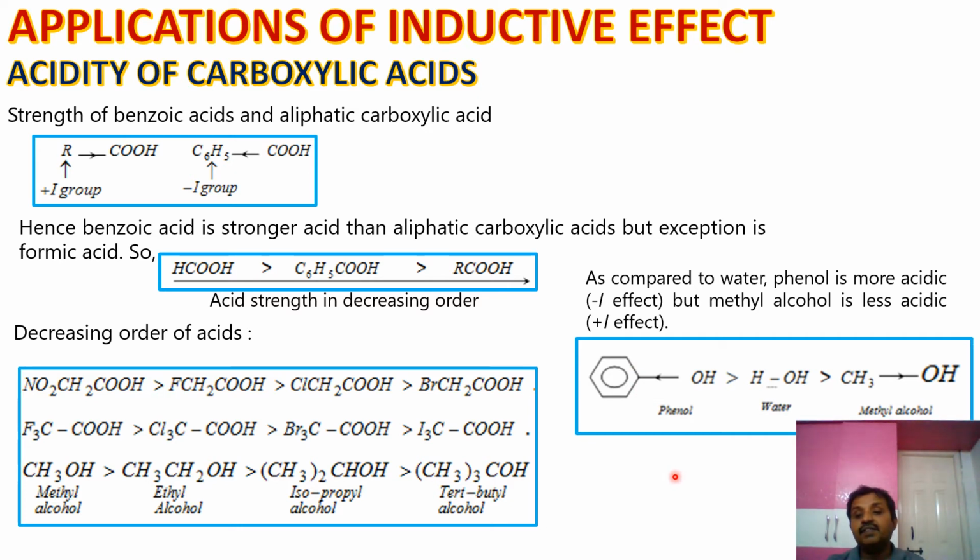So this is one of the best examples to discuss how the inductive effect acts over the acidity. As the electron withdrawing group is present, the acidity increases. That is, phenol has more acidity. With the addition of the alkyl group, that is the CH3 group, acidity decreases. That is, methyl alcohol has less acidity.